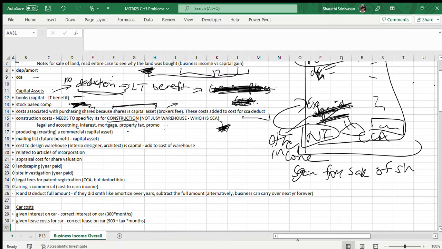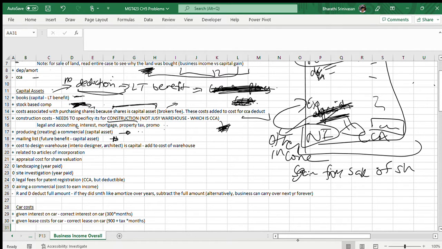Another thing is producing a commercial. When you're shooting, hiring people, you're creating something from scratch, so it's a capital asset, and you have to add it back. Another thing is a mailing list. Mailing lists create some future benefit, and those are also capital assets.